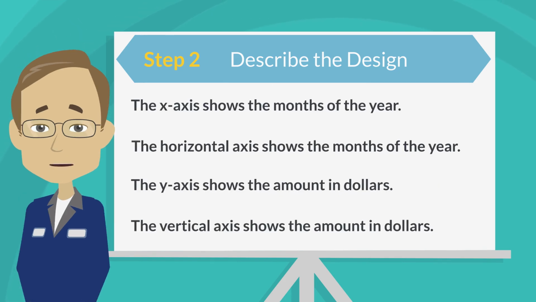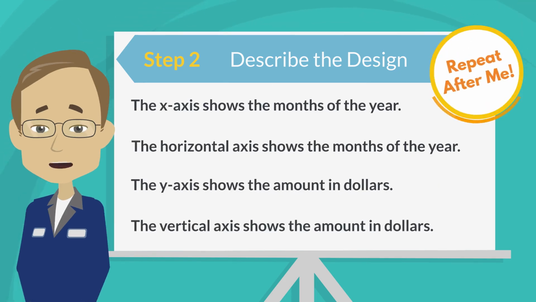Why don't you practice saying these phrases? Repeat after me. The x-axis shows the months of the year. The horizontal axis shows the months of the year. The y-axis shows the amount in dollars. The vertical axis shows the amount in dollars.